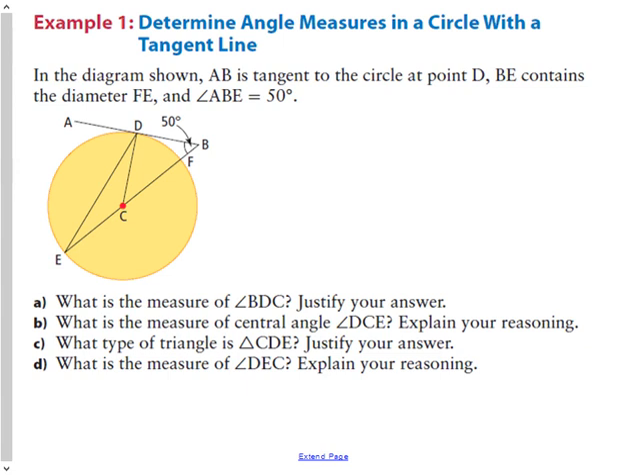So on the first example, we have determined the angle measures in a circle with a tangent line. So we just did that question right there. So this is already done. The example one that we just did, I've explained it to you. I should have had that on the other page, but whatever.